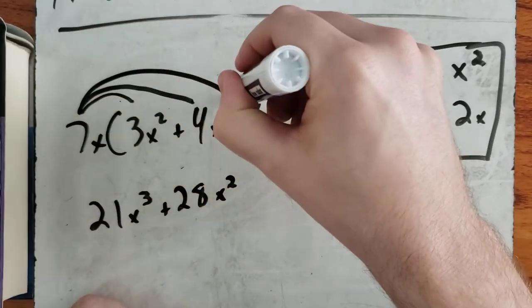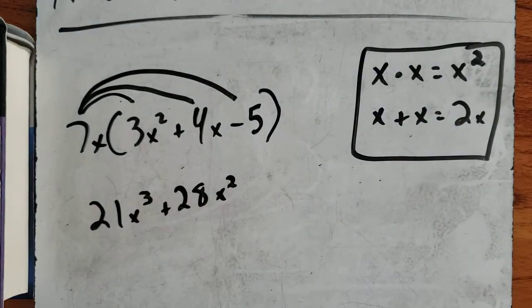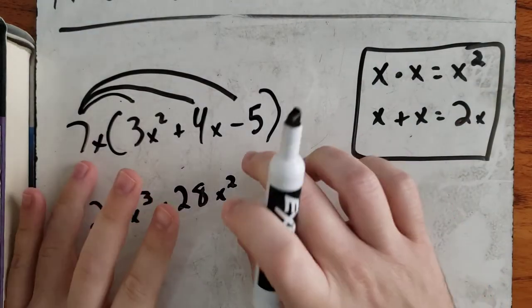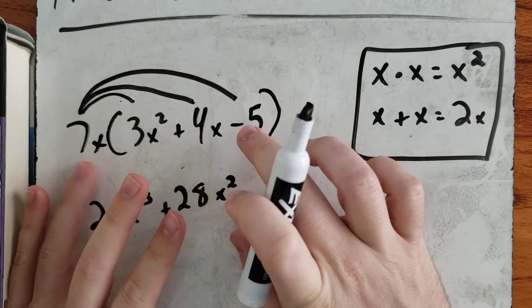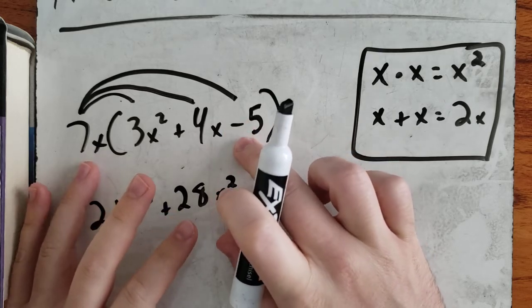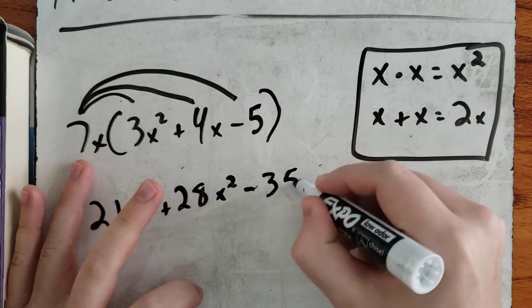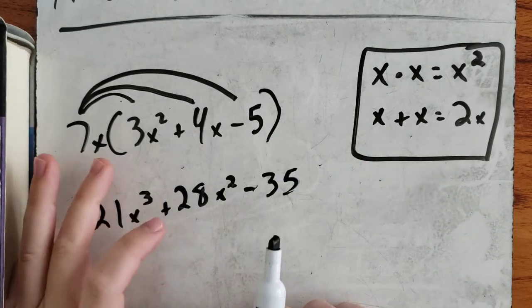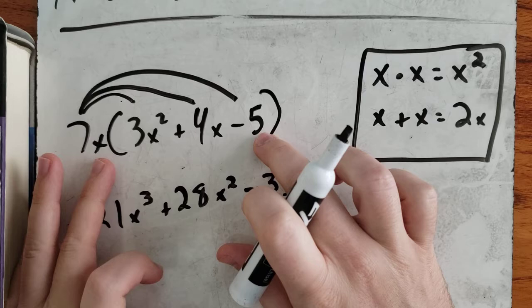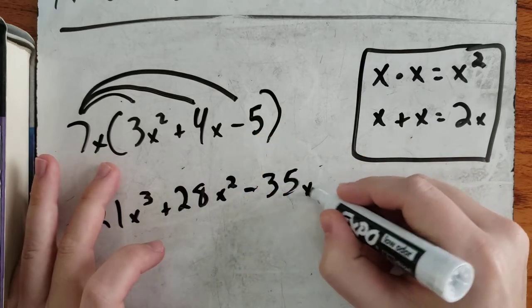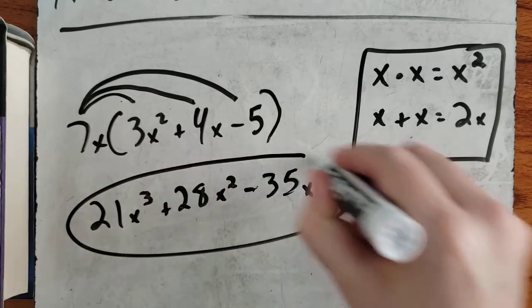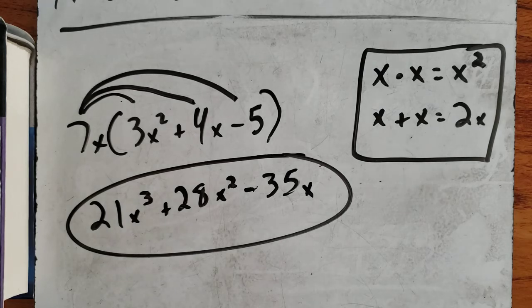And then your last one more, okay? Now we have 7x times a negative 5. So 7 times negative 5 would be a negative 35. And then your x here, you have no letters here, which means your x is by itself, and it's going to stay by itself. Just like that. So that's your answer for that one there.